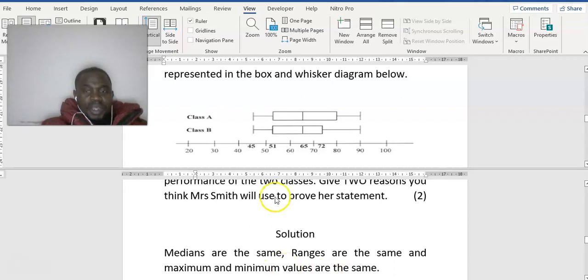Now the medians are the same. The median is the same. The ranges are the same, because if you want to find the range for this, it's 90 minus 45. The minimum and the maximum are also the same. The minimum is 45, maximum 90. All of them are the same.